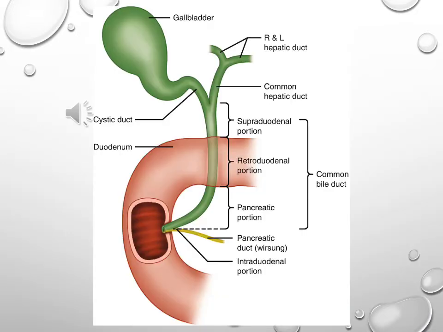As shown in this slide, this is the common bile duct, formed of four portions: the supraduodenal portion, the retroduodenal portion, the pancreatic portion, and the intraduodenal portion. The intraduodenal portion joins the main pancreatic duct to open. This union happens at the duodenal wall to open in the second part of the duodenum inside the ampulla of Vater, and this is guarded by the sphincter of Oddi.